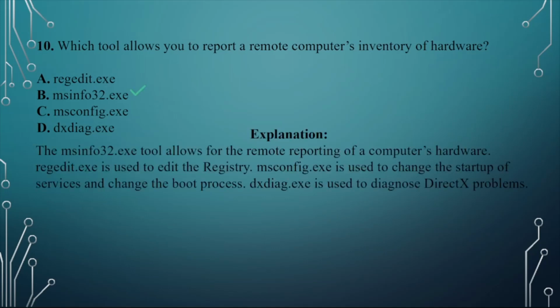The answer here is B. msinfo32.exe. This tool allows for the remote reporting of a computer's hardware. The regedit.exe is used to edit the registry. So reg here means registry. msconfig.exe is used to change the startup of services and change the boot process. And dxdiag.exe is used to diagnose DirectX problems.